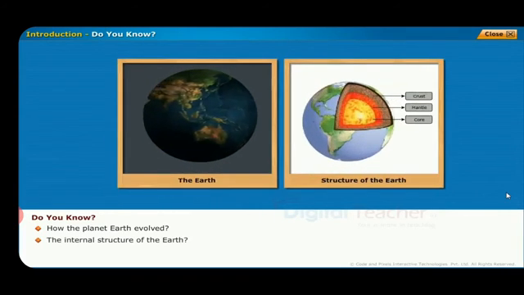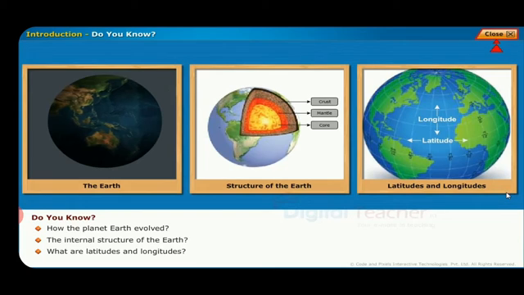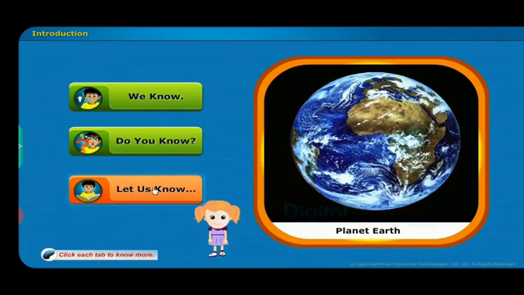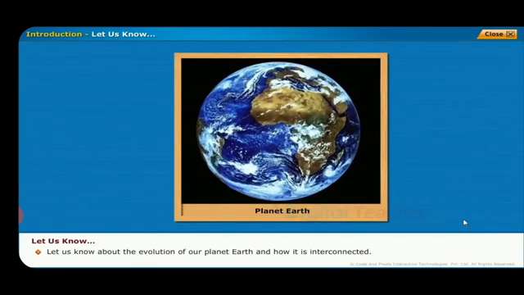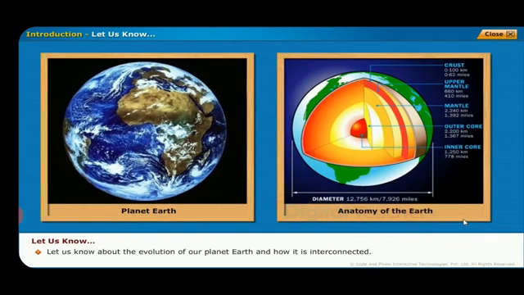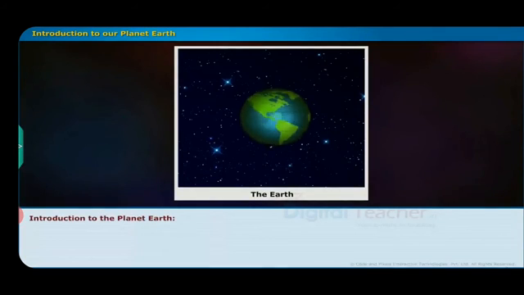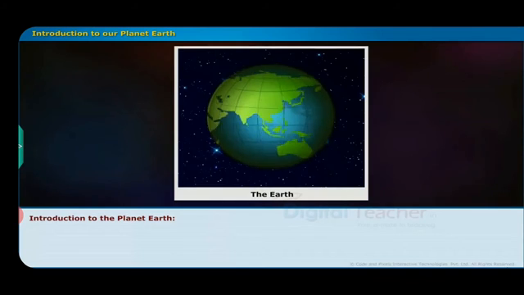Do you know how the planet Earth evolved? The internal structure of the Earth. What are latitudes and longitudes? Let us know about the evolution of our planet Earth and how it is interconnected. Let us start our learning with the introduction to our planet Earth.